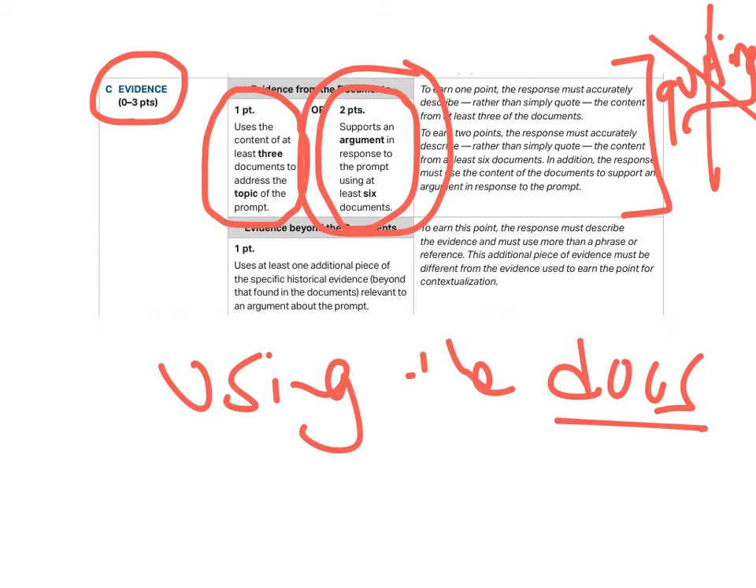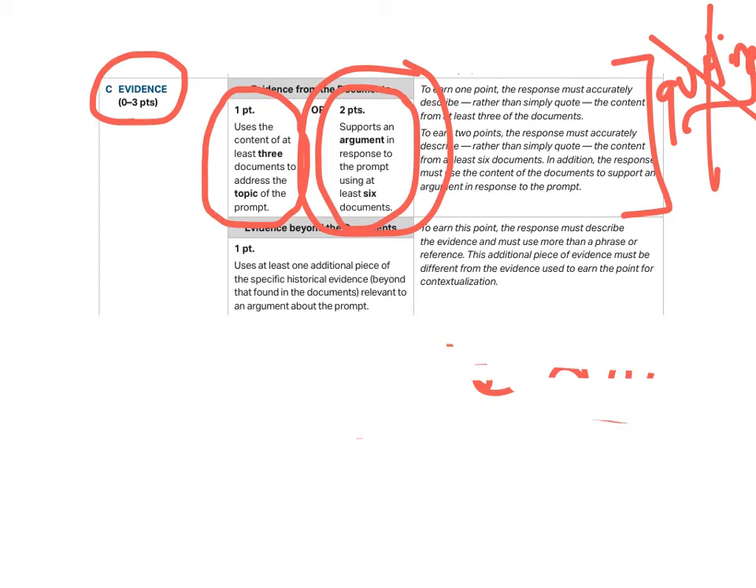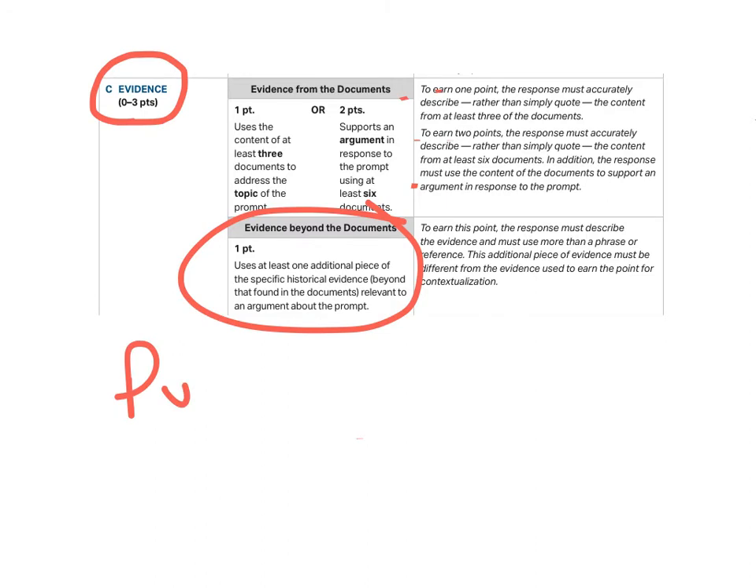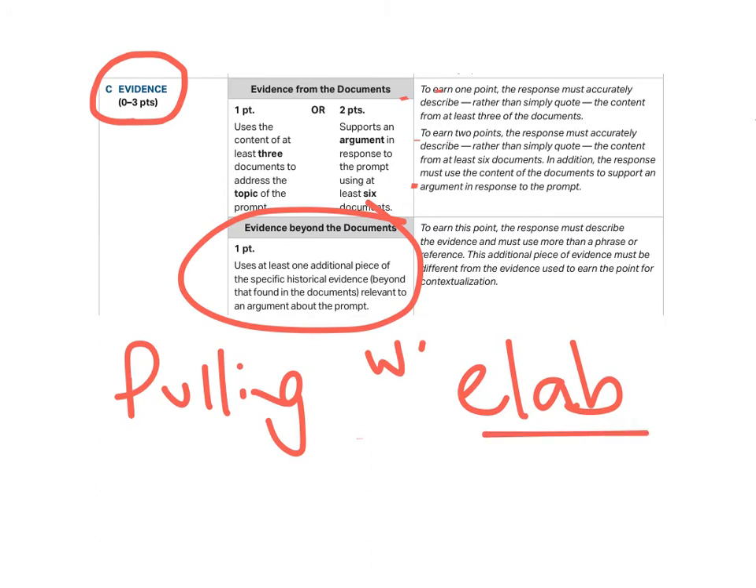Now, besides 1 or 2 points for evidence, there's something that AP has been doing for the last few years that I really like, but it's hard. And it deals with evidence beyond the documents. Evidence beyond the documents, which is shown right here, is you pulling in info with elaboration that is not in one of the 7 documents or one of the 6 documents. It's almost like that 8th bit of information that could have been there. This is where the students that really read, listen, and pay attention, really know their history, this is where they get their points. It's when you really know your stuff and you get to use it.